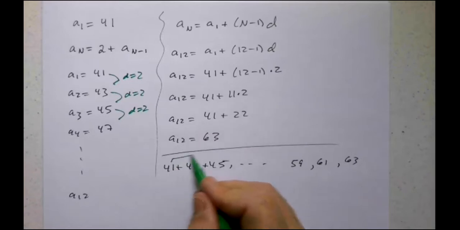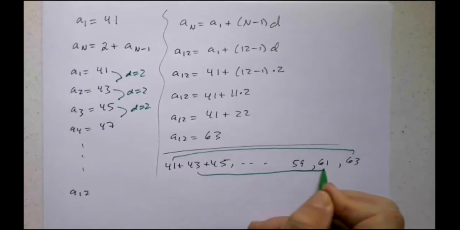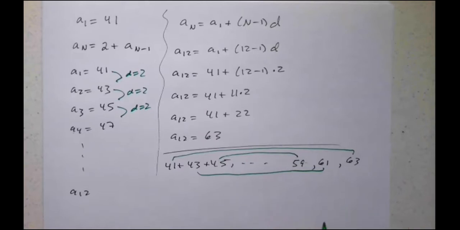We look for our pairs, 41 plus 63, which is 104. 43 plus 61, 104. 45 plus 59, 104. Each pair is 104. How many pairs do we have? Well, there's 12 numbers in the list. So I have 12 divided by 2 pairs.